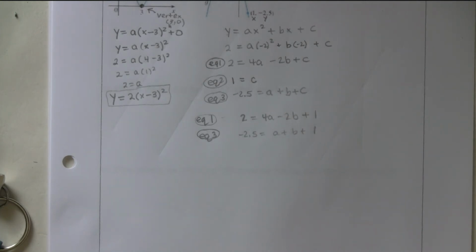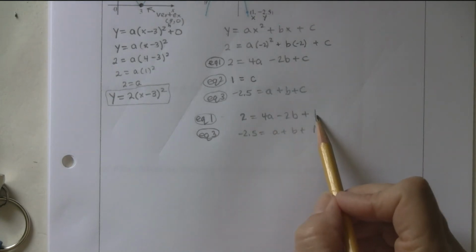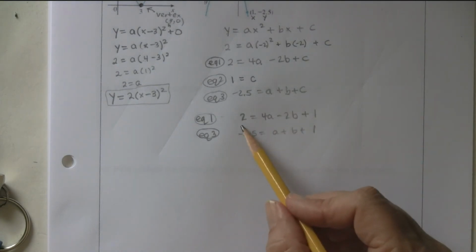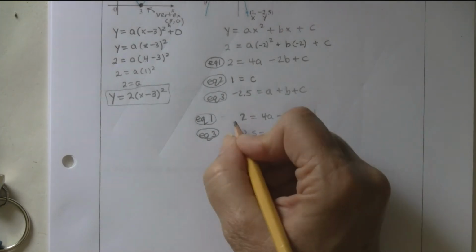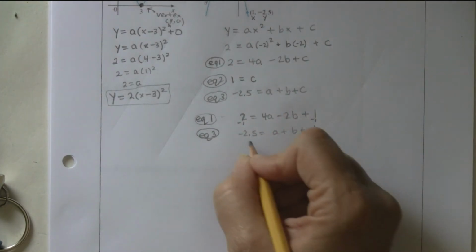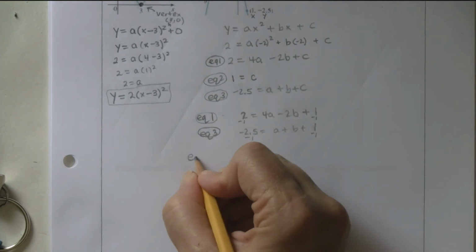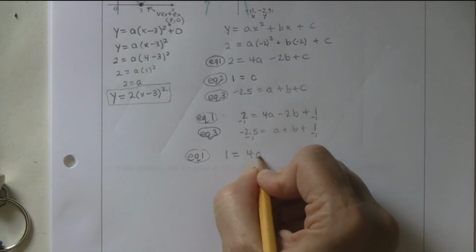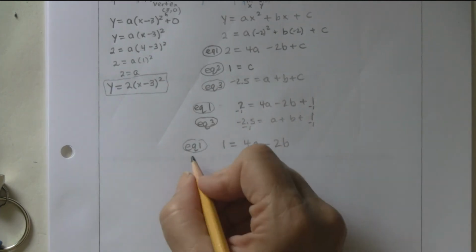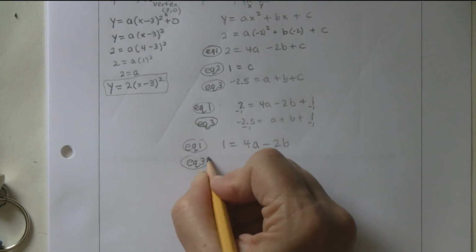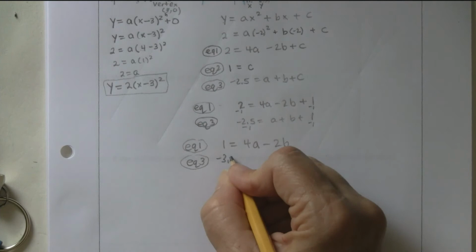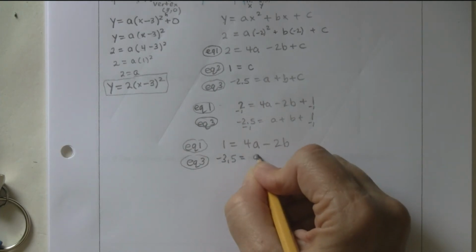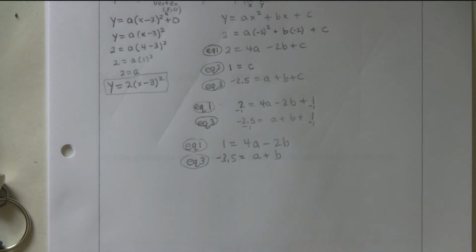I think what I would do to solve this problem, it's two equations, two unknowns. If you like, you can take the opportunity to put the 1 on the other side with both of these. So take away 1 both sides. And coincidentally, it's 1 here too. So your equation 1 is going to now be 1 equals 4a minus 2b. And your equation 3 is going to be negative 3.5 equals a plus b.